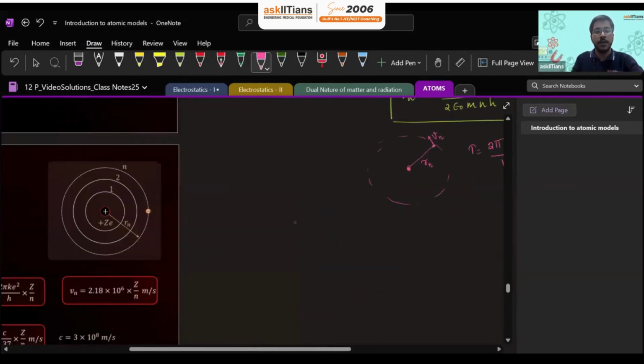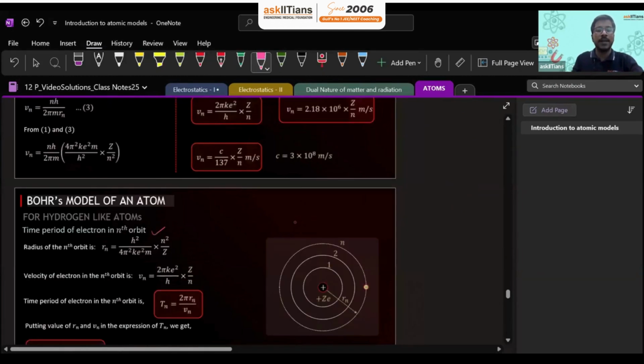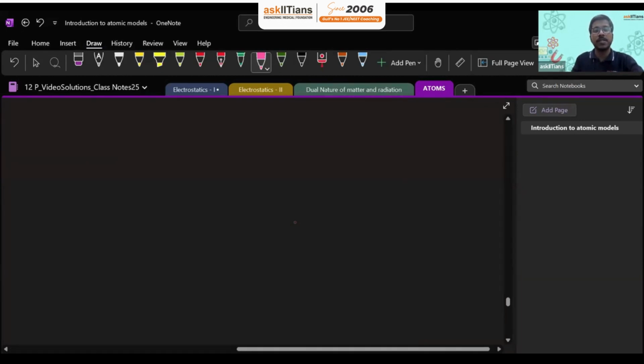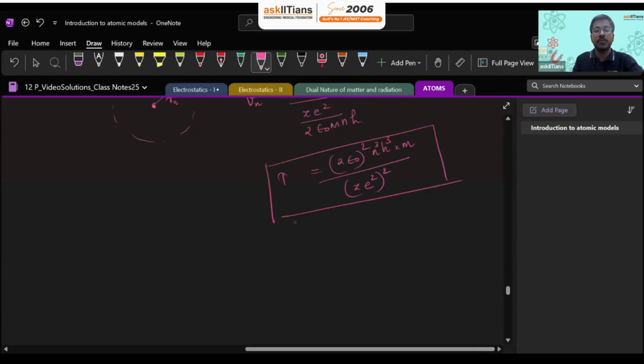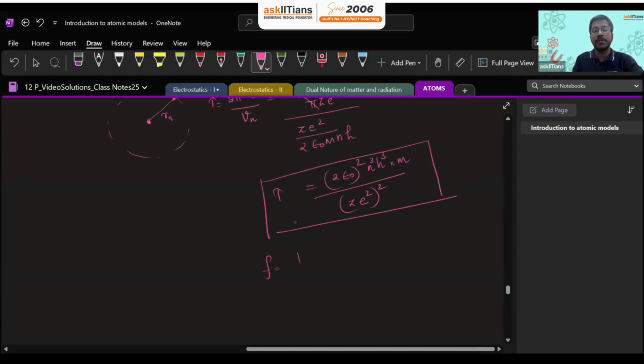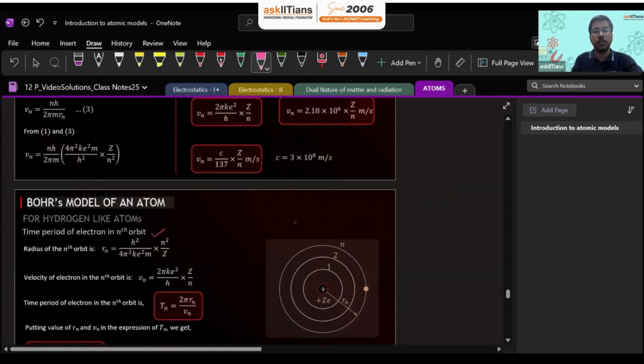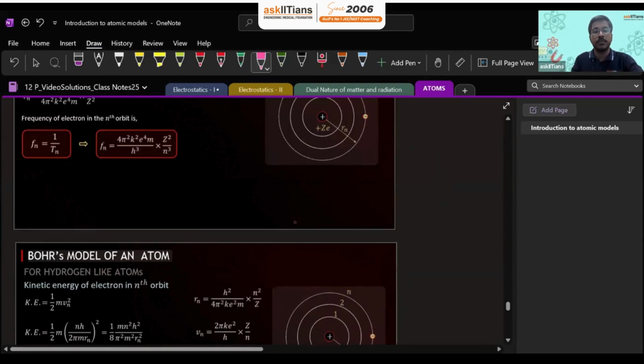Now, if the time period is clear, then we can easily find the frequency as well, because frequency is given by 1 upon time period. So frequency is equal to 1 upon time period, the reciprocal of that, that is z square e raised to 4 divided by 4 epsilon naught square n cube h cube. This is the value of the frequency of the electron in the nth orbit.